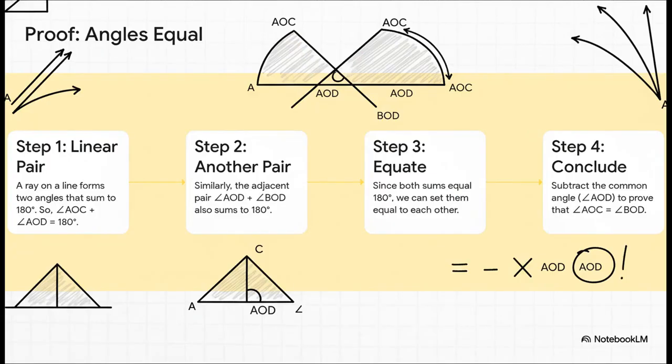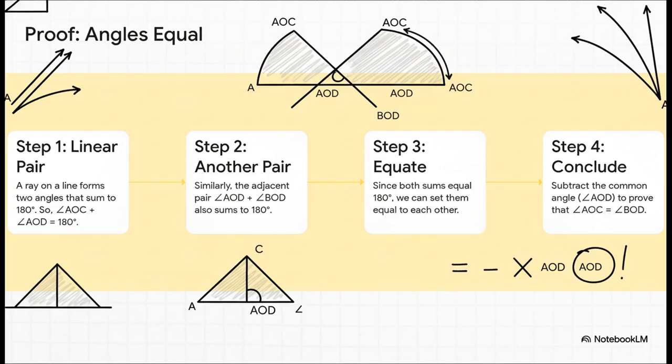So how do we know they're equal? Well, it's not magic. It's just pure logic. Let's walk through it. First, look at angle AOC and angle AOD. They sit right next to each other on a straight line, right? That makes them a linear pair, which means they add up to 180 degrees. Got it?